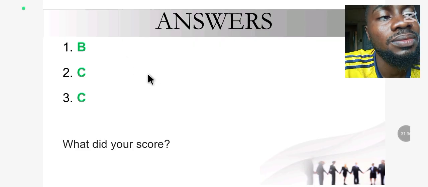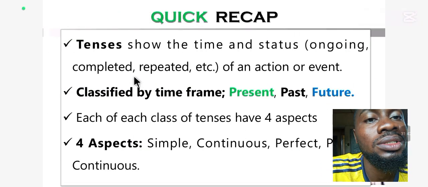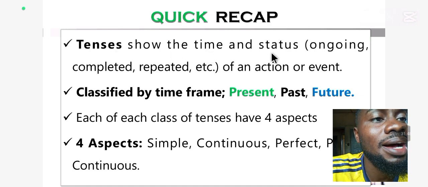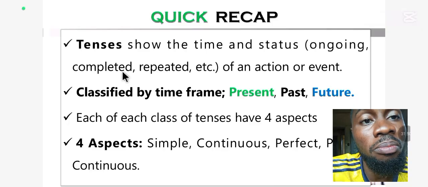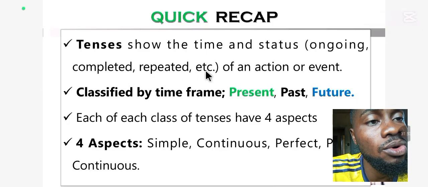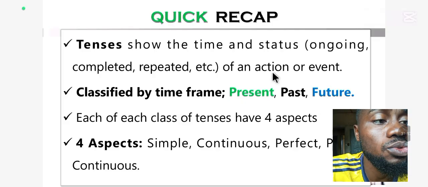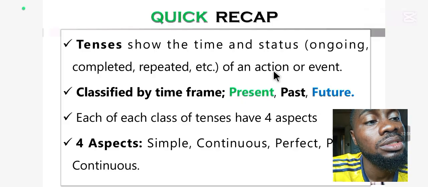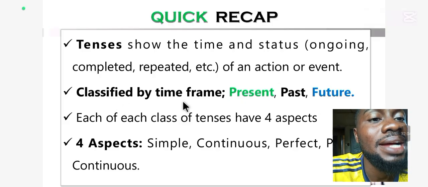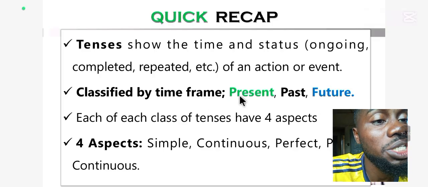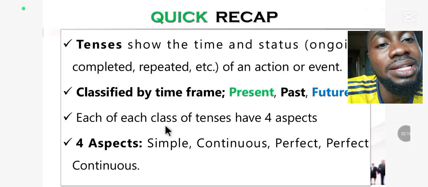What did you score? A quick recap on the lecture so far. Tenses show the time and status of an action or event, such as ongoing, completed, repeated, and so on. Tenses are classified by time frame, which is the present, the past, and the future.